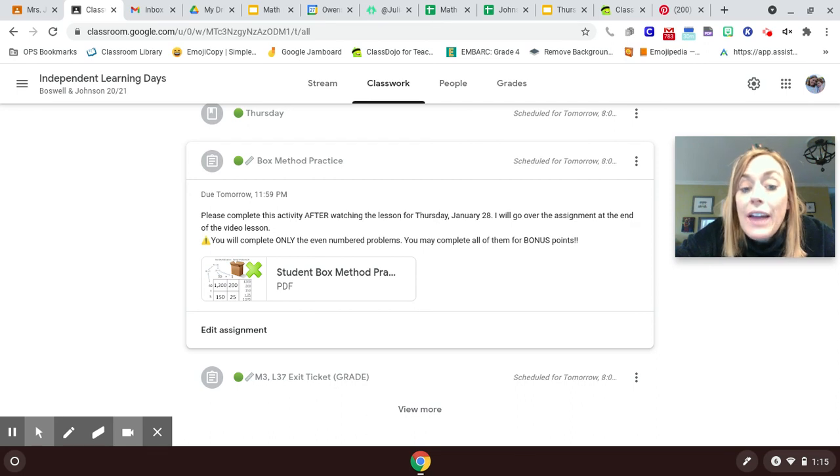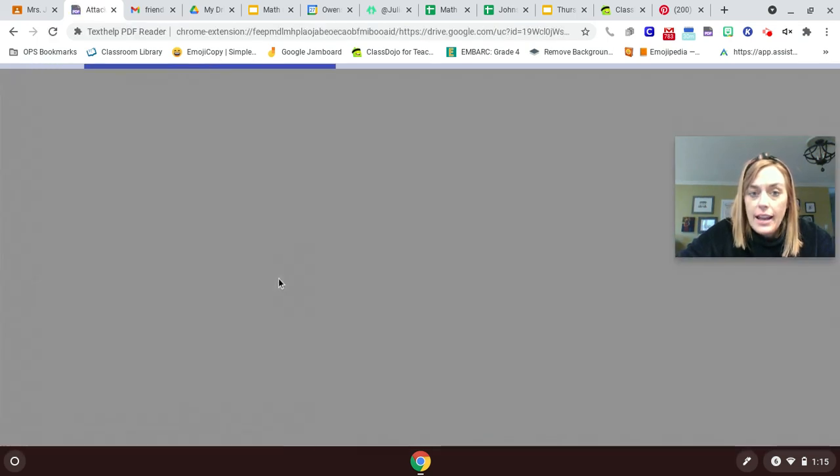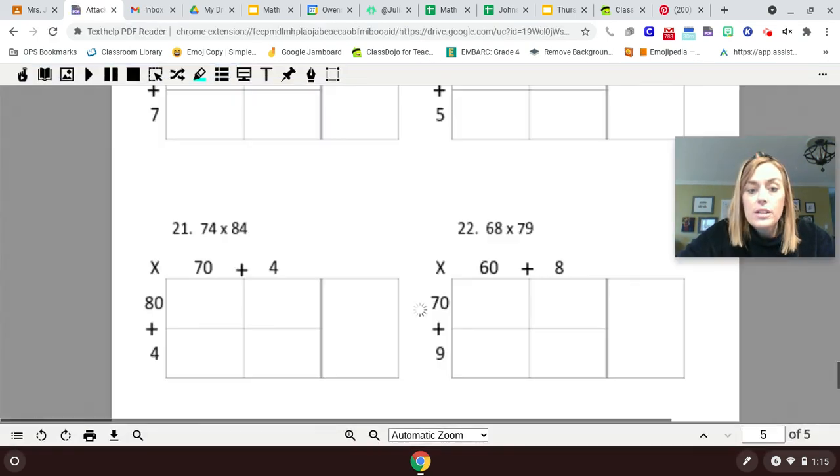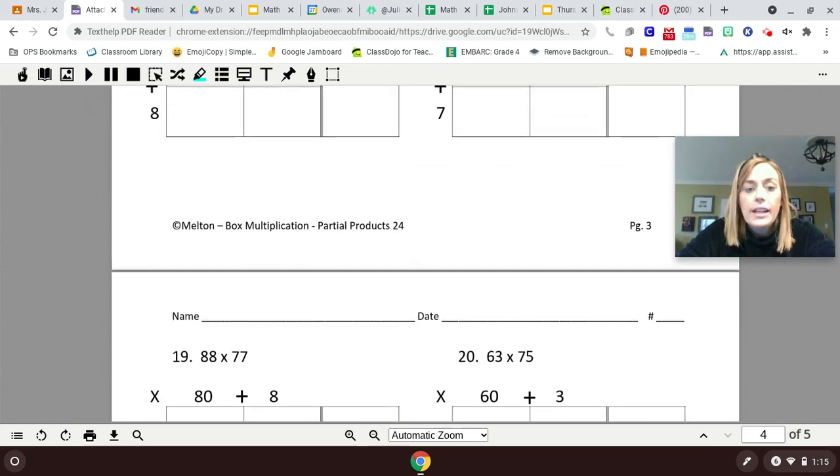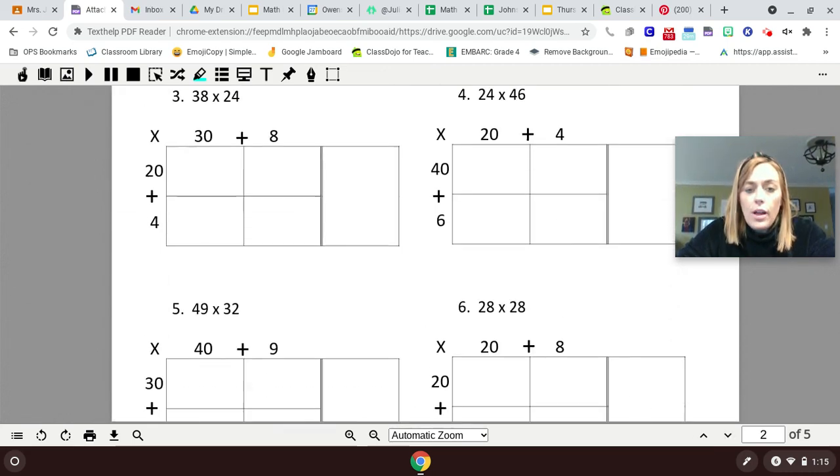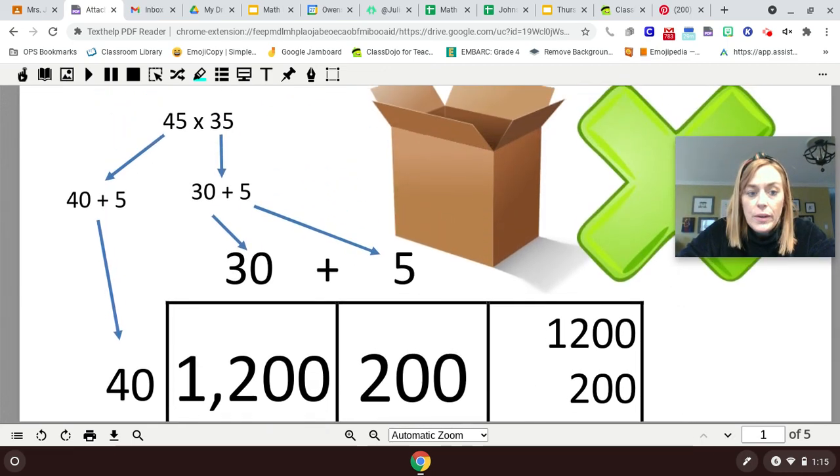You will only have to complete the even numbered problems. So that would be 2, 4, 6, 8, 10, and so on. Now, if you complete all of them, and I think there's like 24 or something, then you'll get bonus points, okay? So you're going to open it. And it's just more practice on the box method. You're going to use Kami to open it. And if you scroll up, it's going to show you an example, okay?